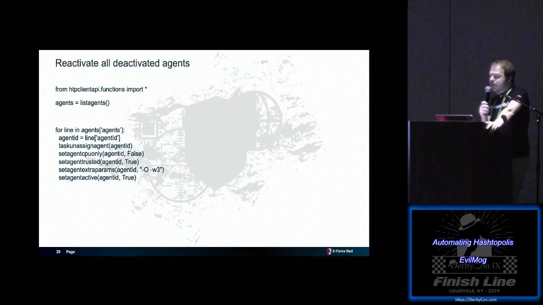This script goes through, lists all your agents, unassigns all their tasks, disables CPU only if they screwed things up, resets them to trusted, sets their parameters like optimize and workload profile 3. You shouldn't really do this, but I like to because I optimize every one of my tasks because most of my jobs are short. And then it resets the agent to active again. So all of a sudden your jammed up cracking job, assuming your task isn't broken, you fix the original problem, all your agents spin right back up again, and you're good to go. Doing this through the GUI, if you have, say, 80-plus agents, takes forever. Do it with this. It's done in a minute or two, and you're back to operations.